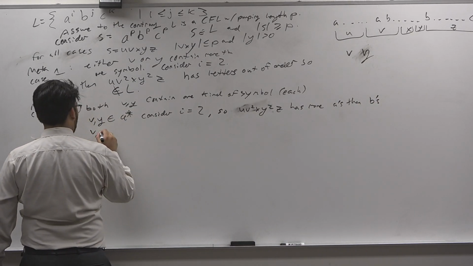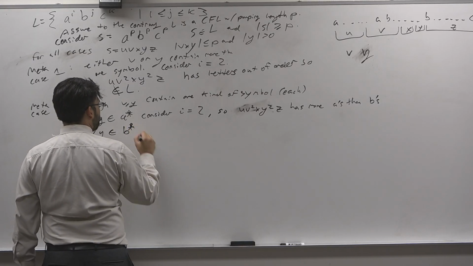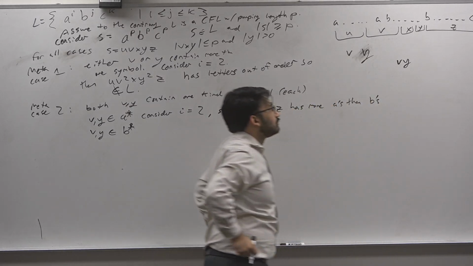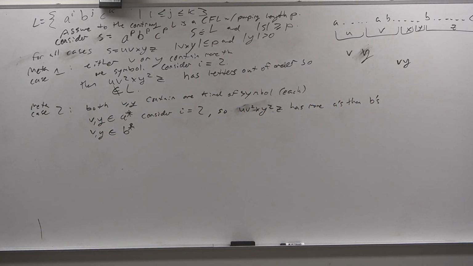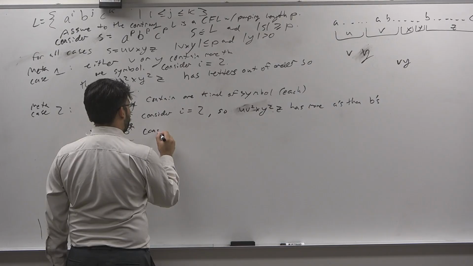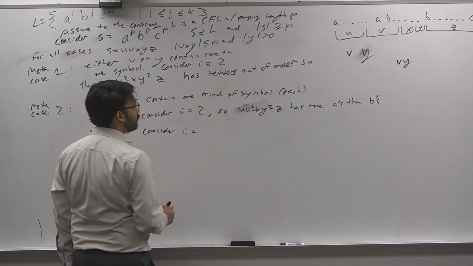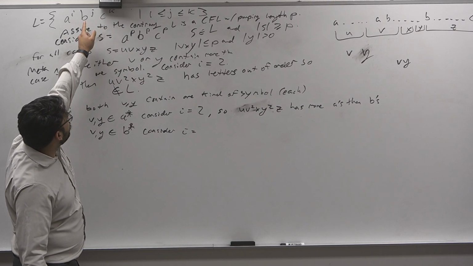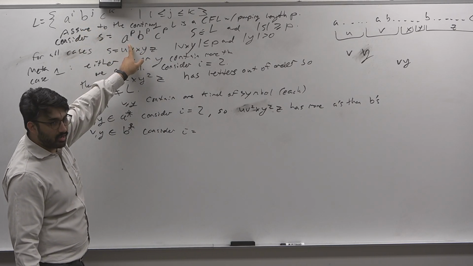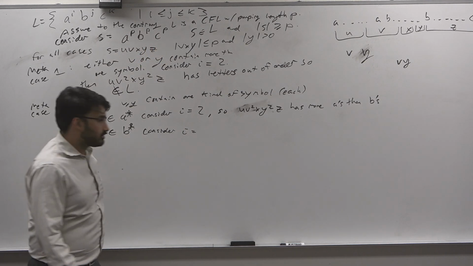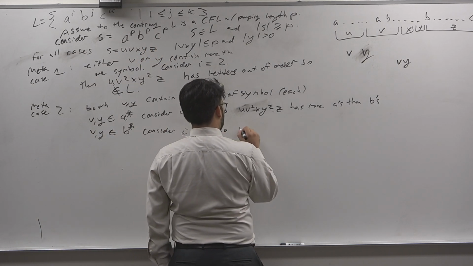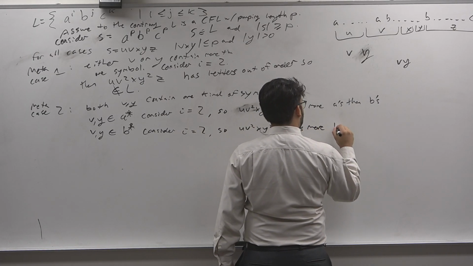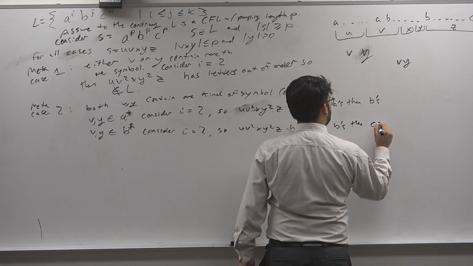Now what if v and y are all B's? Consider i equals what? 2 still works. In fact, for this one, 2 or 0 would work. If you pump down, you have fewer A's than B's. If you pump up, you have more B's than C's, right? So uv squared x y squared z has more B's than C's.